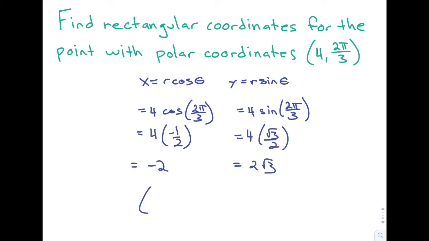So the equivalent coordinate pair in rectangular coordinates is negative 2, 2 root 3. In the next video, we'll look at polar equations.